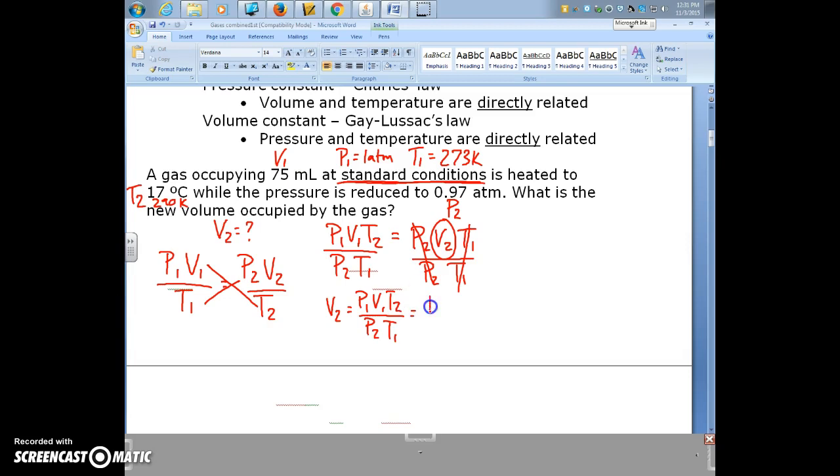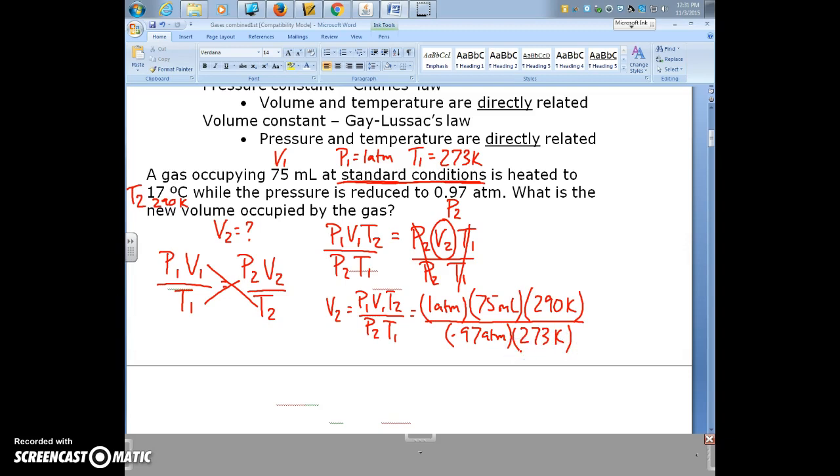So pressure 1 is 1 atmosphere. Volume 1, 75 milliliters. Temperature 2, and make sure you put the variables that you said need to go there. So temperature 2, not temperature 1, 290 Kelvin, over P2, which is going to be 0.97 atmospheres, times T1, which is 273 Kelvin.